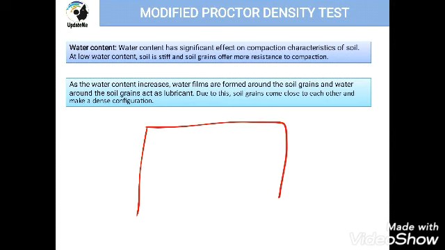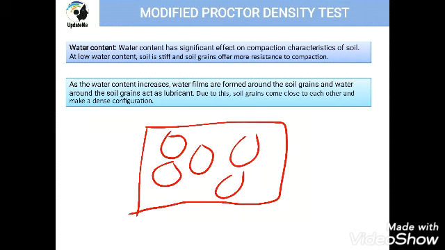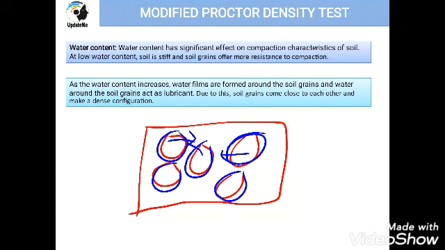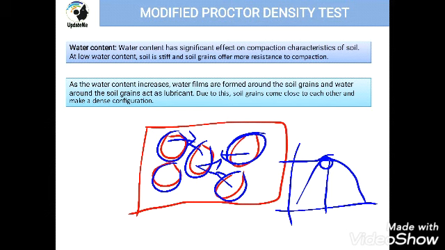Let's see. This one is the fixed container. Here are some soil particles. Around this soil particle there will be a film of water. Initially this water will act as a lubricant, and due to this lubricant effect the soil particles will come closer to each other, and the densification will increase. But after the OMC value the weight will be reduced.